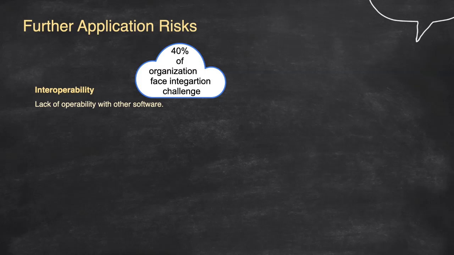Poor interoperability between different software systems can lead to inefficiencies, data silos, and increased manual work to bridge the gap between the incompatible systems. An organization using different CRM and ERP systems without proper integration may experience data duplication, delays in customer service, or errors in order processing due to miscommunication between the platforms.